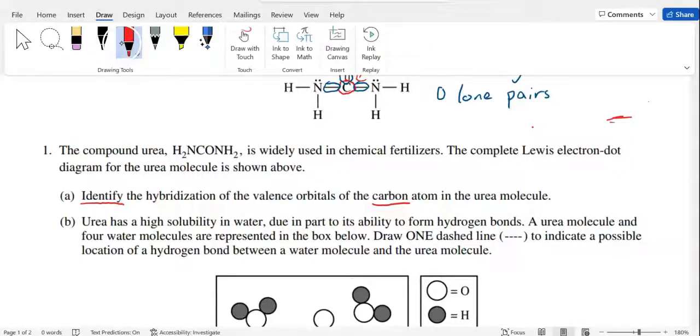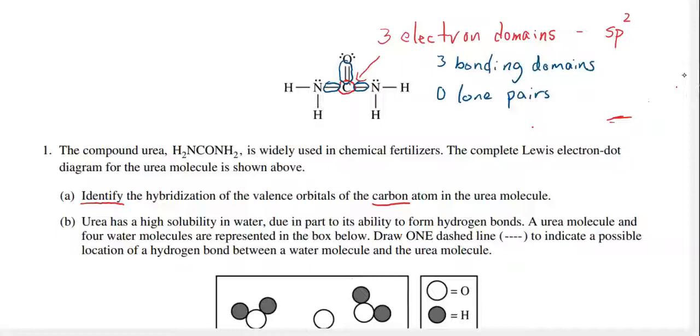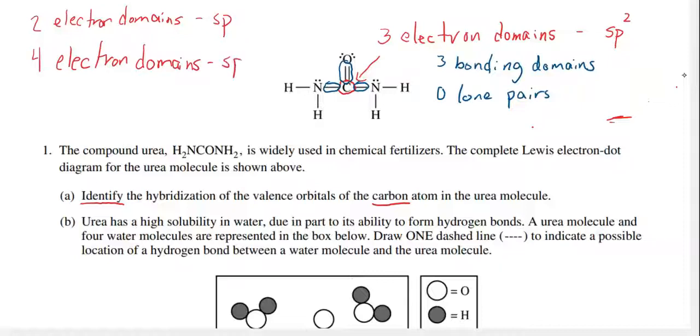Okay. If you had 2 electron domains, that is just sp hybridized, and if you have 4 electron domains, that is sp3 hybridized. And as I talked about in my video about what will and won't be on the AP test, these are the only hybridizations they ask about, sp, sp2, and sp3.